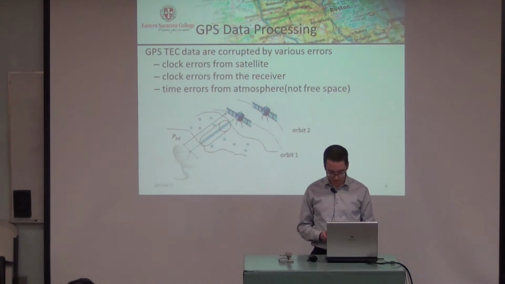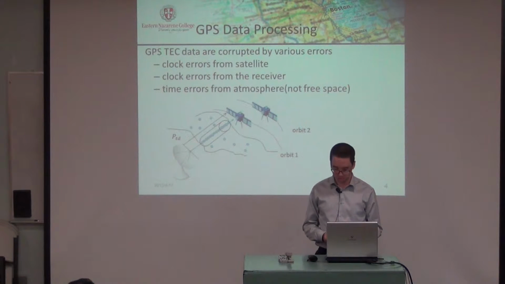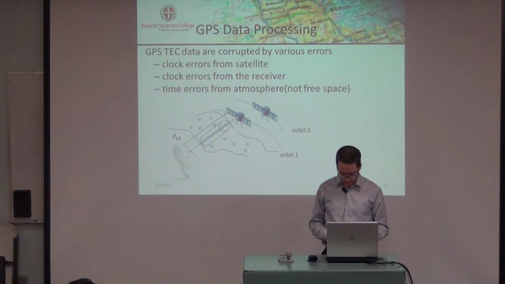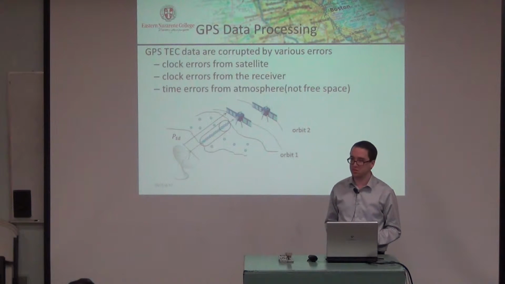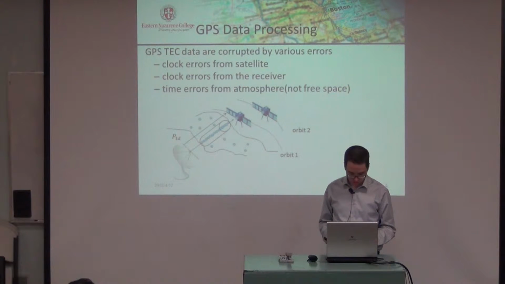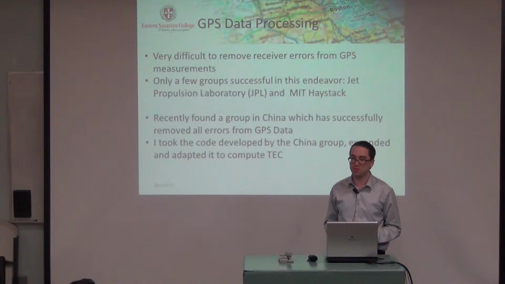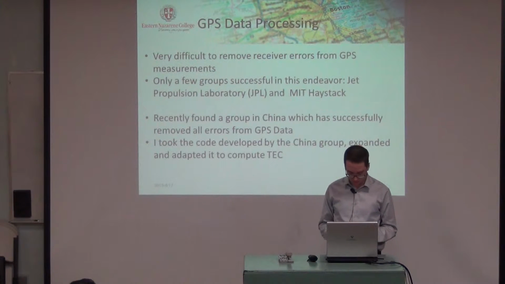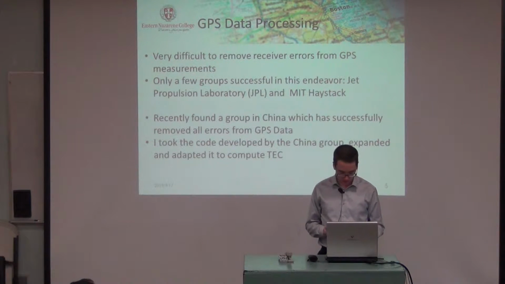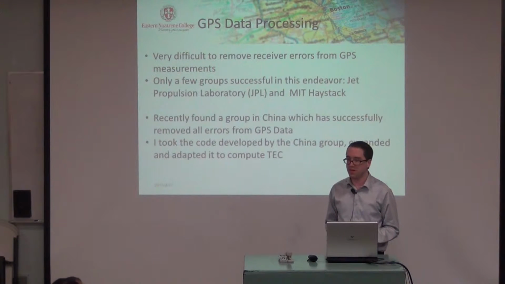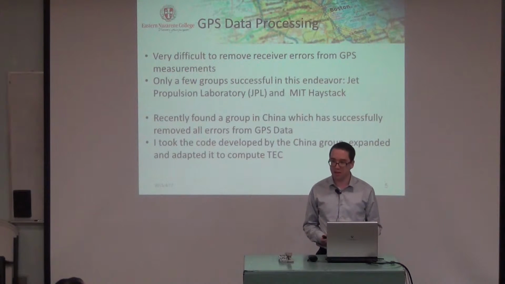GPS is corrupted by a variety of errors. These errors affect the satellite positions, there are errors from the receiver positions, and there are also errors from the atmosphere. So, in order for GPS data to be useful, we need to remove all the errors. Only a few groups in the world have done that. The purpose of this research is to use a baseline code developed by a group in China, and to expand as well as adapt this code to remove all the errors and compute the TEC.